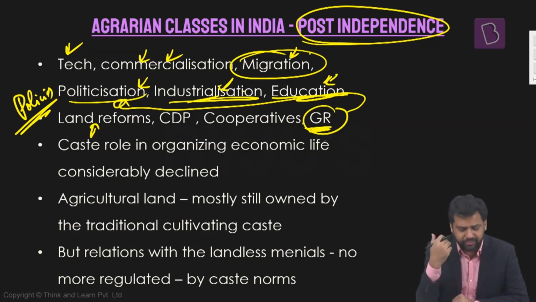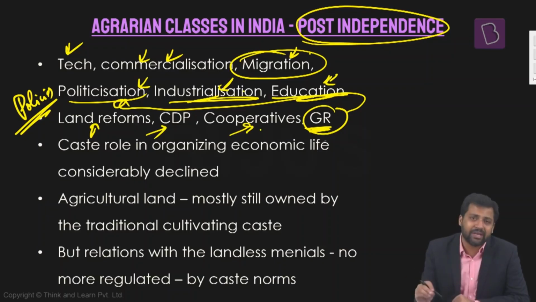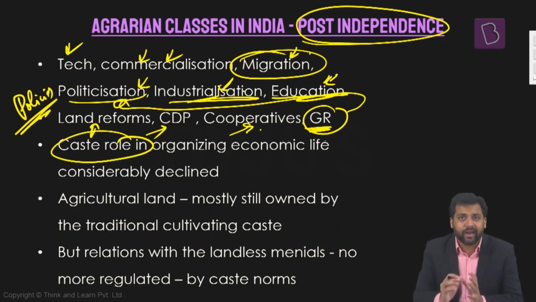Those who are cultivating the land should have ownership rights. So multiple kinds of land reforms were initiated. Multiple things were initiated as part of land reforms: community development programs, cooperatives. All these things were initiated so that the agrarian class structure changes. So over a period of time, the role of caste gradually declined in the agrarian economy.